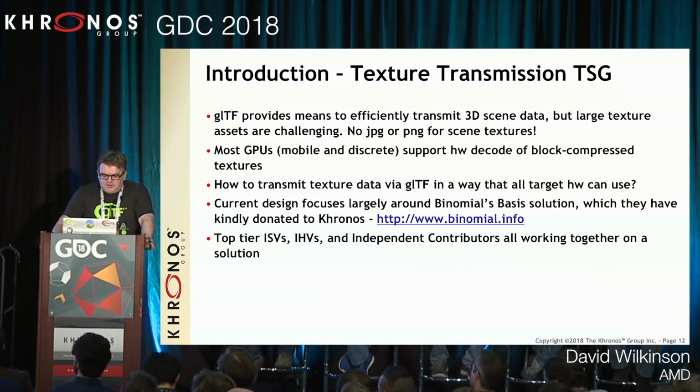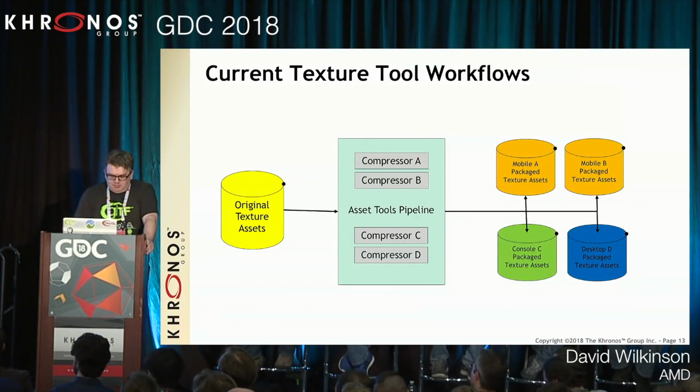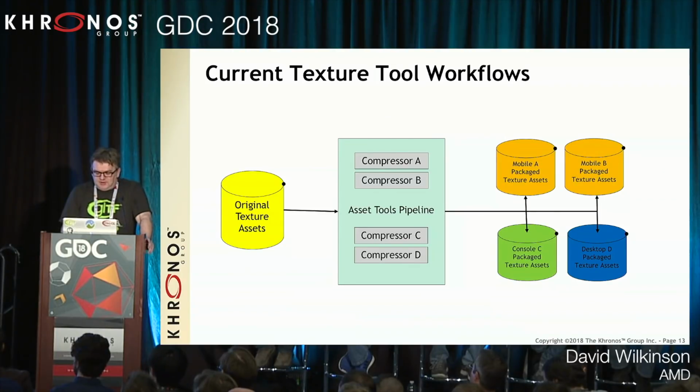So top-tier IHVs and independent contributors are all working together on the solution. A typical pipeline here is you'll have a texture tool workflow with original texture assets. Your tools pipeline will have to create a package for every single device that you have to support: mobile A, mobile B, console, desktop. It's a lot of work, it's a lot of storage, and it's a lot of overhead.